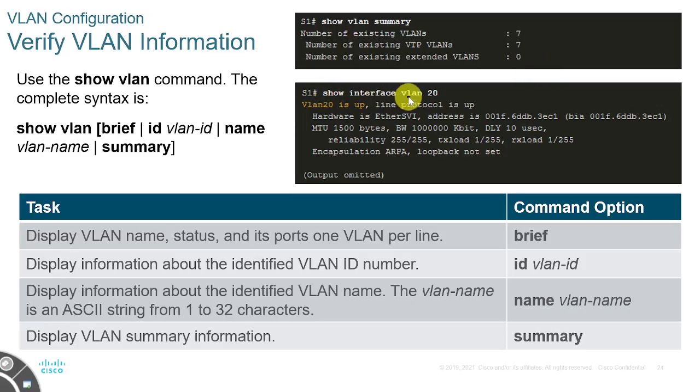Show interface vlan 20, this is an example. It will tell you about what? It displays information about, so VLAN 20 is up, line protocol is up, and some other information. These are two examples of how to verify VLAN information.